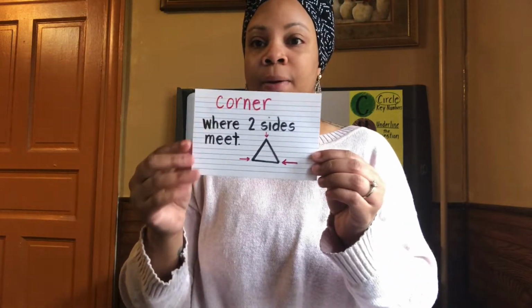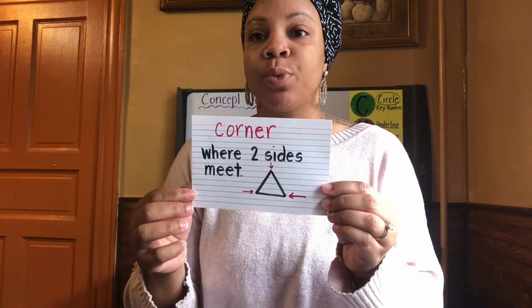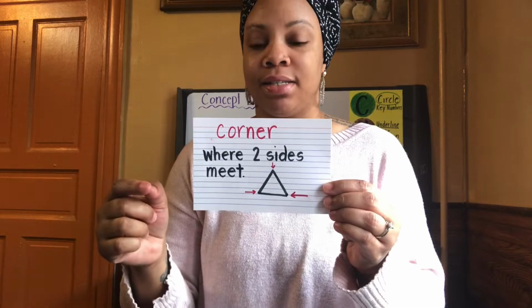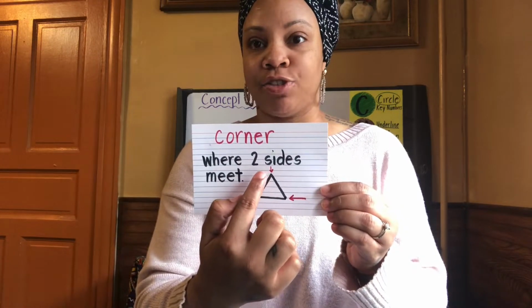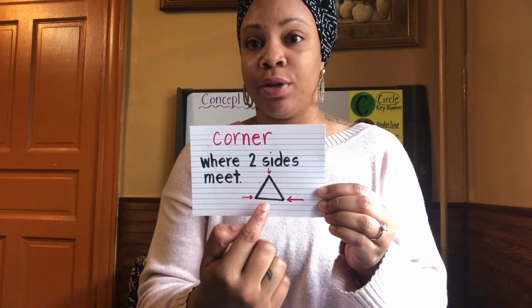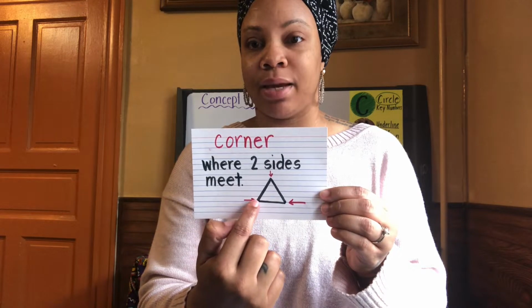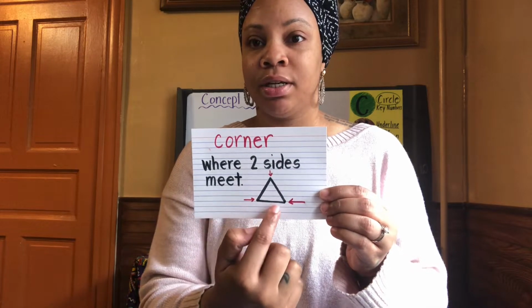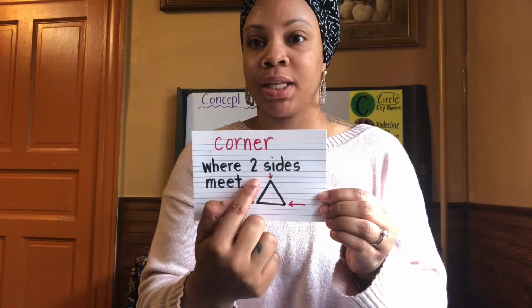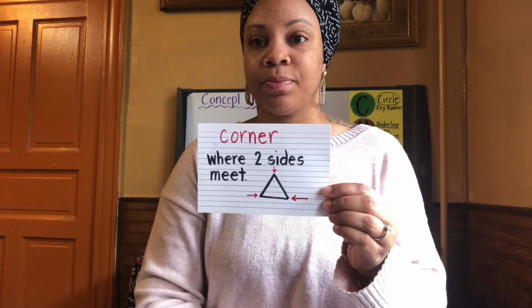We're also going to refer to the corners of shapes. And a corner is where two sides meet. So we have a side of the triangle here, but here where the two sides meet, right there at that point is a corner. There's a corner here, and there's a corner there.